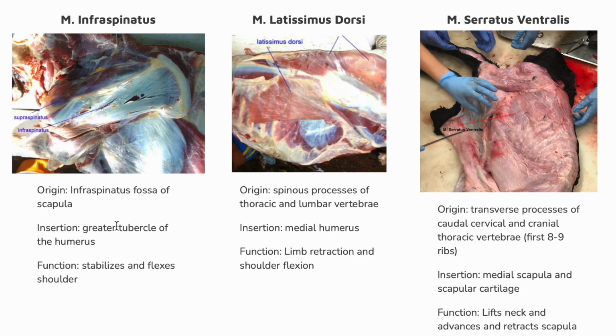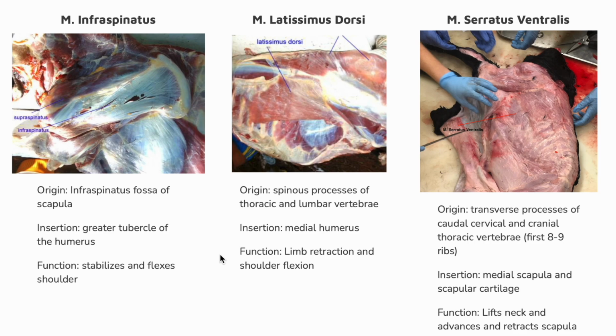So for these next set, the first one is the infraspinatus muscle, which is right behind the scapular cartilage. Its origin is the infraspinatus fossa of the scapula, insertion is the greater tubercle of the humerus, and its function is to stabilize and flex the shoulder. And so the latissimus dorsi muscle originates in the spinous processes of the thoracic and lumbar vertebrae, inserts in the medial humerus, and its function is limb retraction and shoulder flexion.